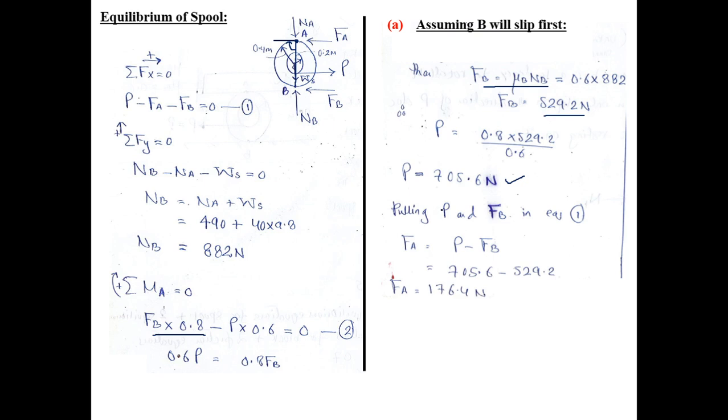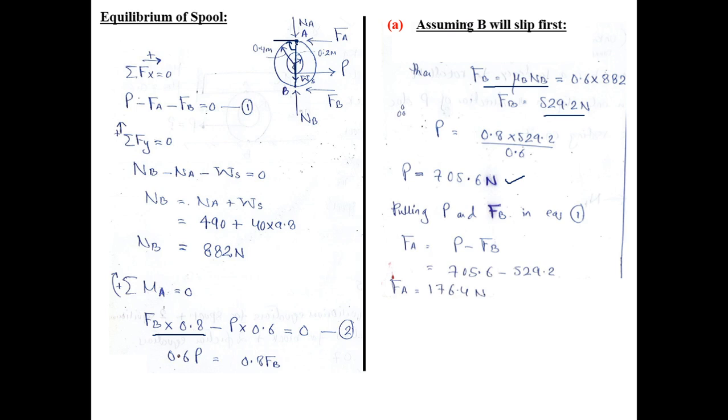So now you see that we have taken the first assumption. We have assumed that point B is going to slip first and point A is going to remain stationary. And this gives us the value of FB 529.2 Newton and ultimately P to be 705.6. But whether we should stop at this point and say that this P of 705.6 is our final result or not, before we can claim that this is our end result, we have to verify that point A is under equilibrium.